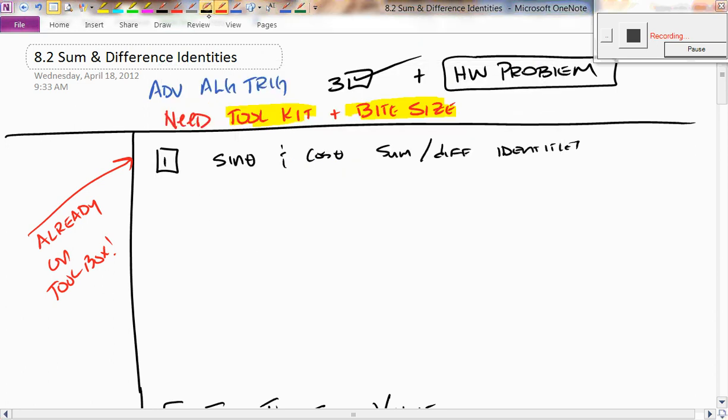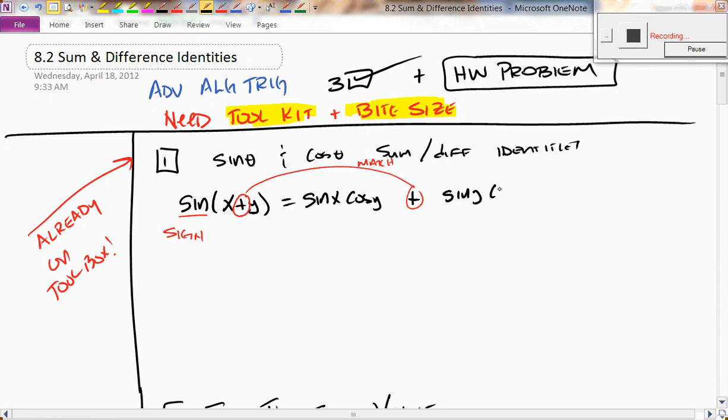Okay, so if you have the sine of, say, x plus y, the sign of the sine function has to match. So if it's positive here, like x plus y, then in the formula, it's going to be positive in the middle. So I say in my head, those have to match if I'm dealing with a sine function. The rest of it is just sine x times cosine y plus sine y times cosine x. And that's on your toolkit.